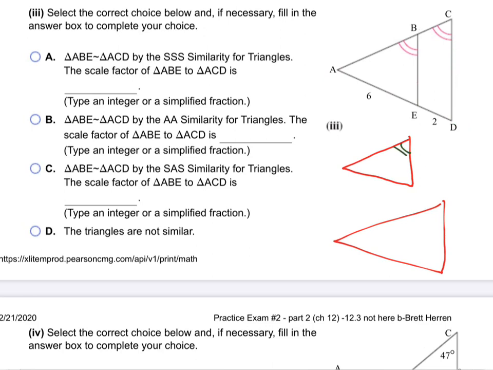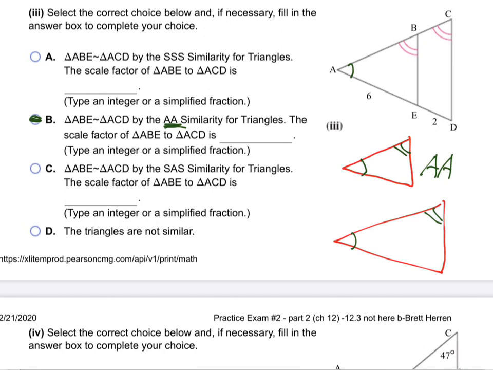Well, this angle is the same as that angle. They both have the same upper right angle. Do they have another angle the same? Yeah. This angle, which is the left angle for both of them, that's the same in both triangles. So those angles are exactly the same. So therefore, it's got two angles. So by angle, angle, they're similar.